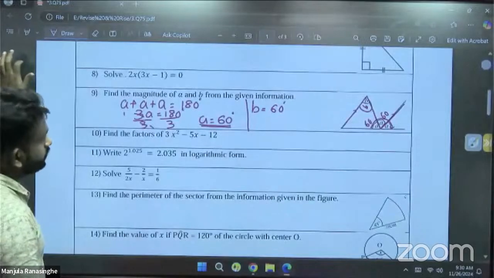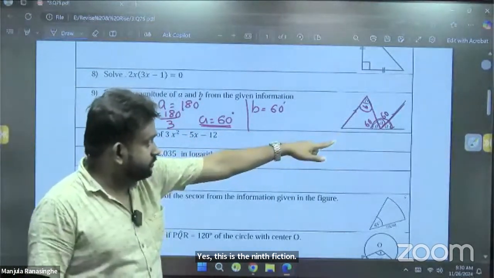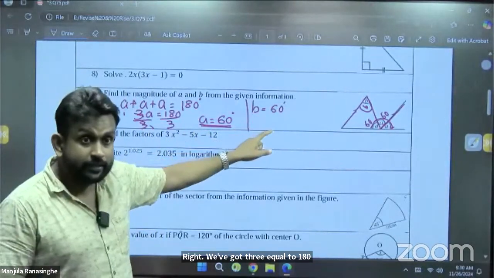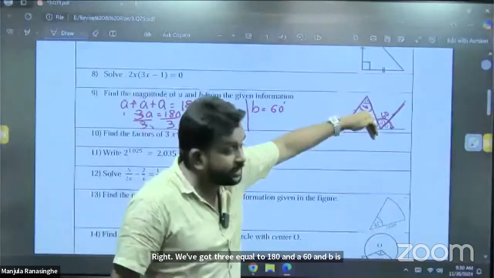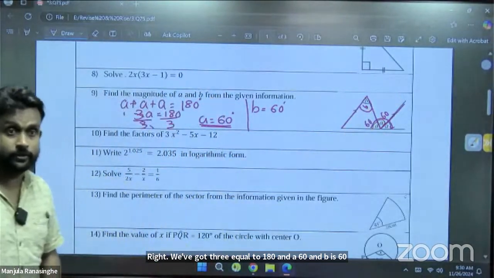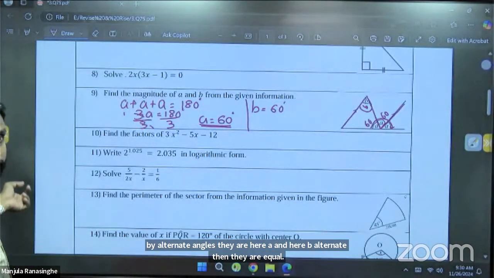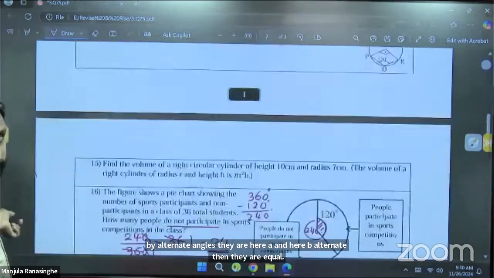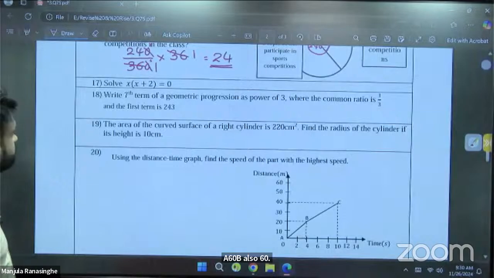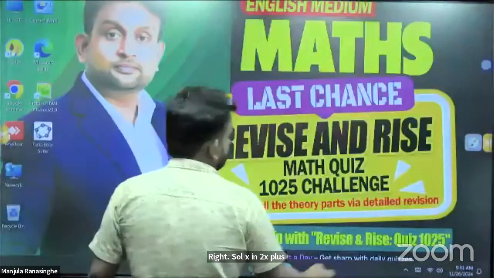Yes, this is the ninth question. a equals 60, because 3a equals 180, so a is 60, and b is 60 by alternate angles. Here a and here b are alternate, so they are equal. a is 60, b also 60. Solve x into x plus 2 equals 0.